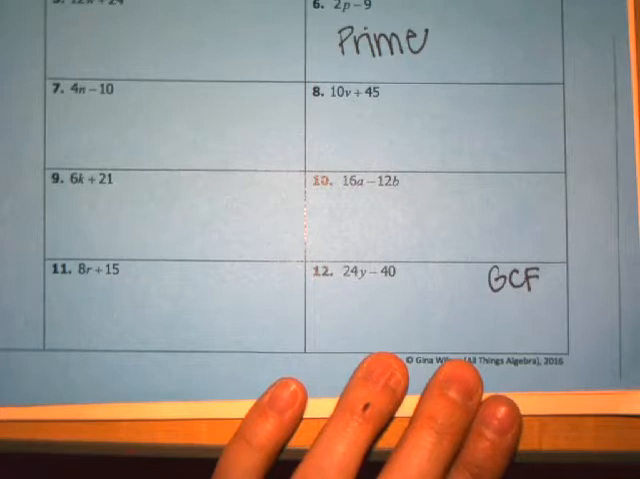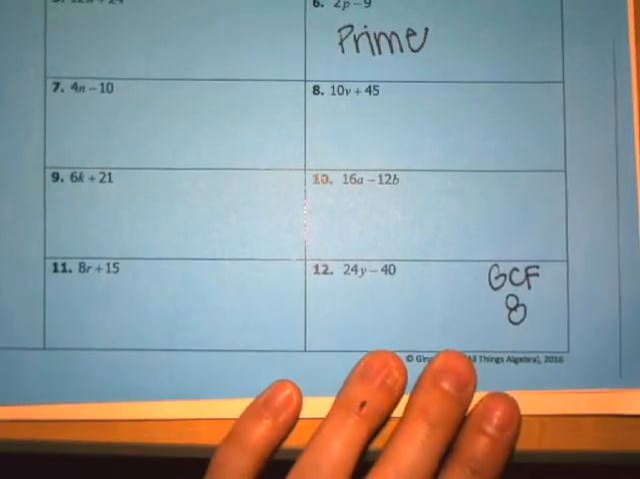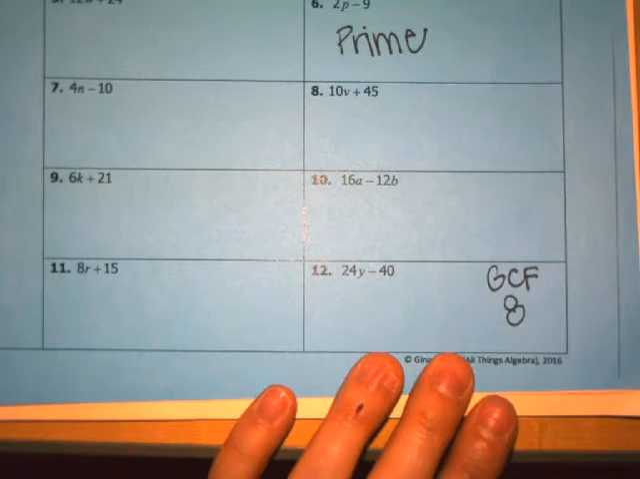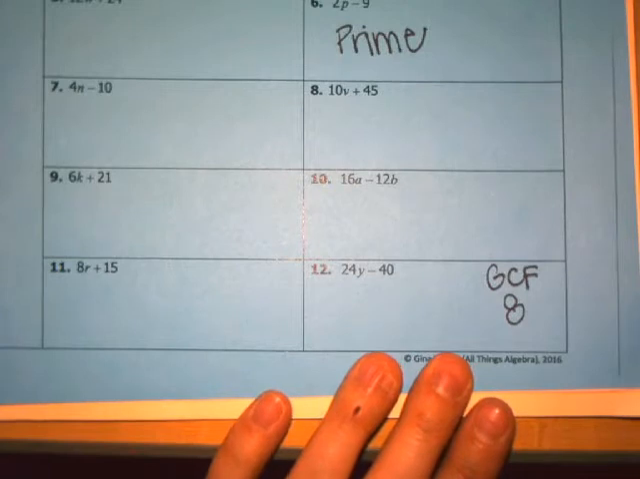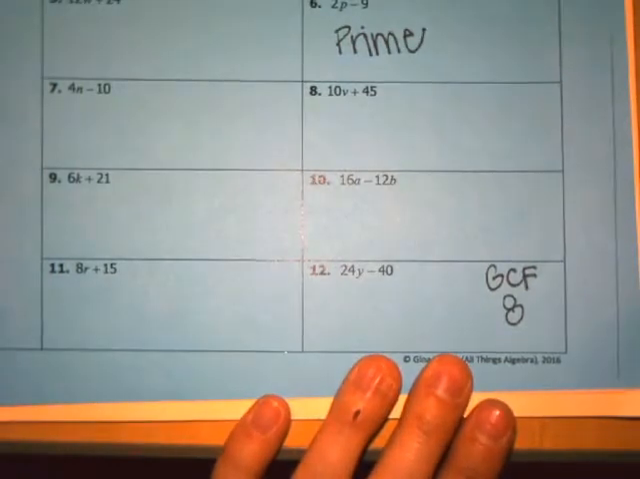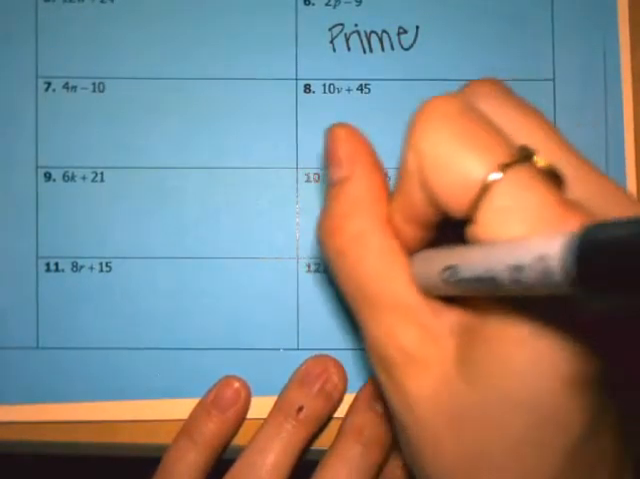So do you guys see that there are multiple factors that go into 24 and 40? You have to pick the largest factor, because if you don't, you factored it, but you didn't fully factor it. Just like when we talk about simplifying fractions, right? You simplified it, but you didn't fully simplify it. Does that make sense, guys? Give me that answer on your paper. Don't say it out loud yet.